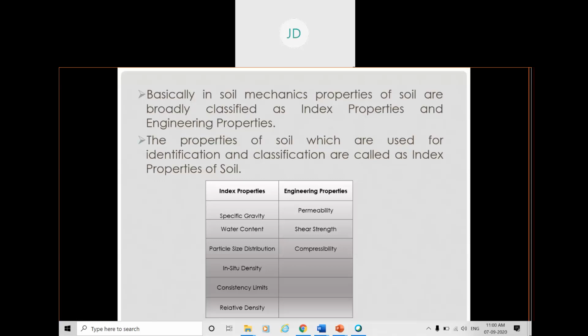Till now we have discussed specific gravity. You can go through the textbook, notes, or the video link given to you. Go through water content, and how to find it in the laboratory using the oven dry method. And in-situ density you can find out this way. In coming classes, we'll discuss particle size distribution, then consistency limit, and relative density.